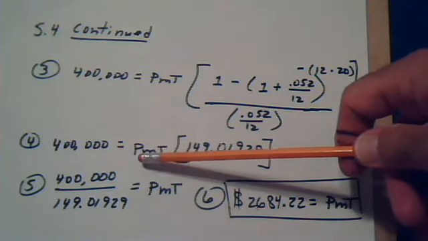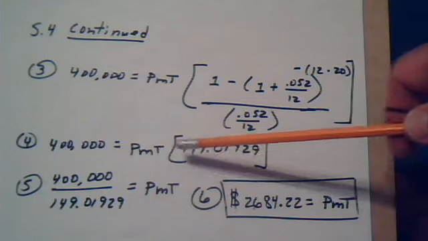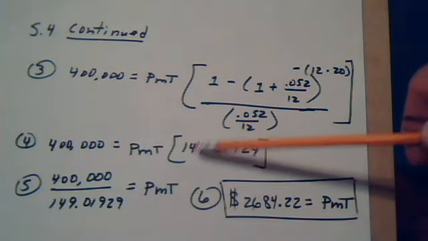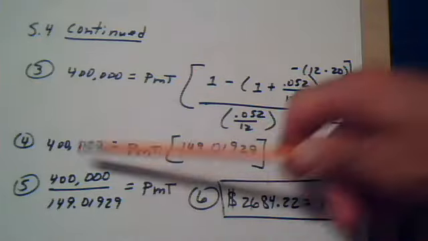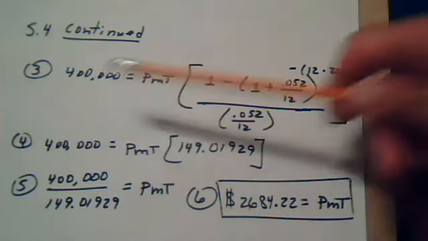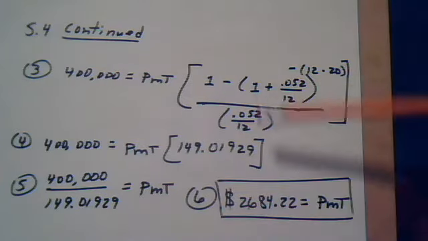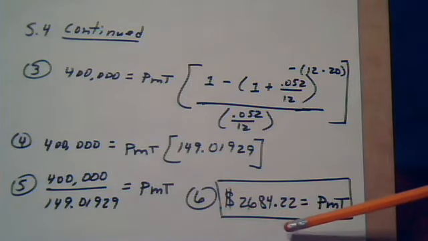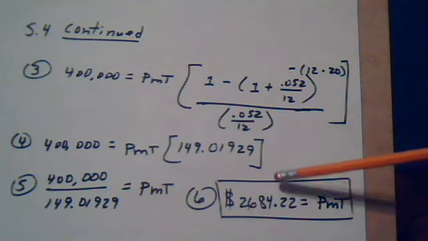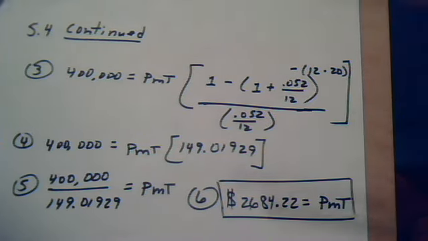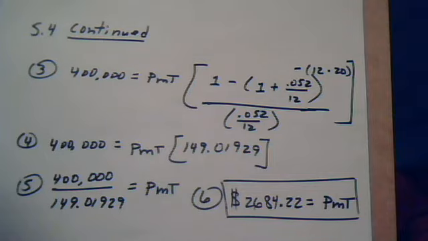Now you want to isolate the PMT, so divide both sides by this number so you could cancel from this side and transfer this amount to the other side. So what you do to one side, you do to the other. You divide here, you have to divide over here. Divide this out, and she could expect $2,684.22 every month for the next 20 years.